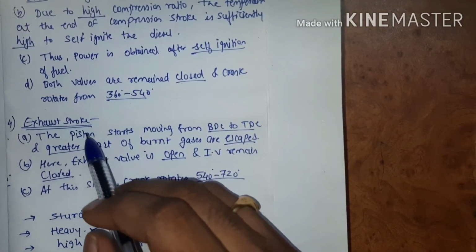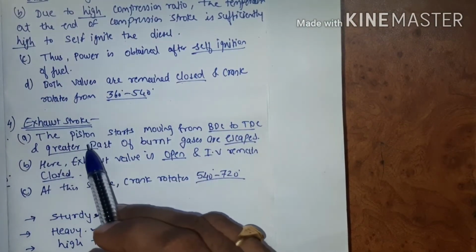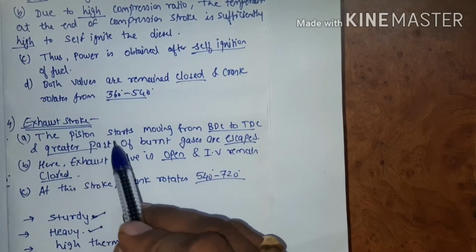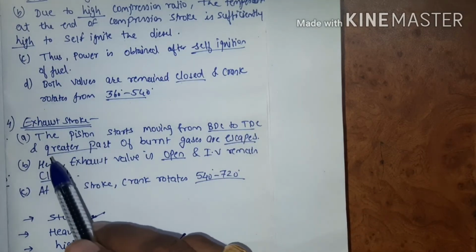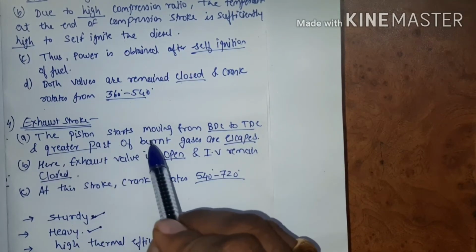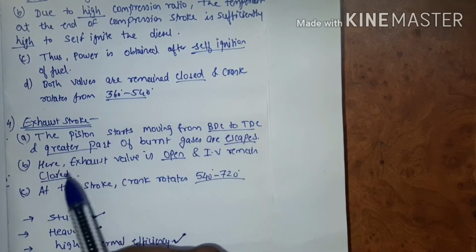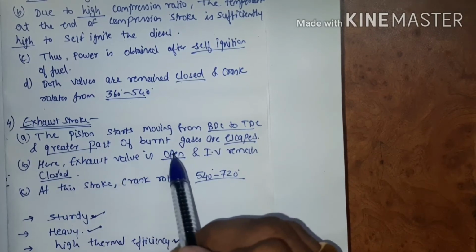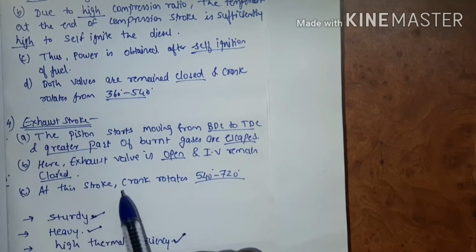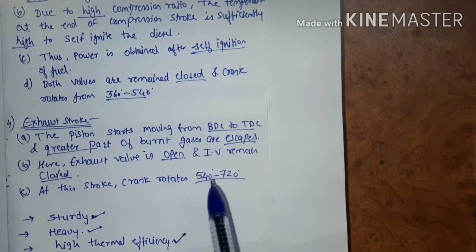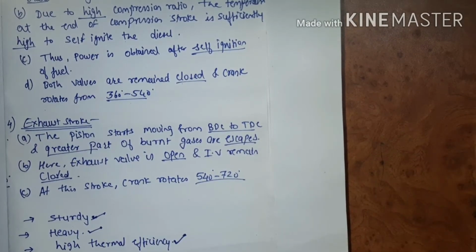And the last stroke is the exhaust stroke. In this last stroke, the piston starts moving from bottom dead center to top dead center and the greater part of the burned gases escapes. Here, the exhaust valve is open and the inlet valve remains closed. In this stroke, the crank rotates from 540 degrees to 720 degrees.